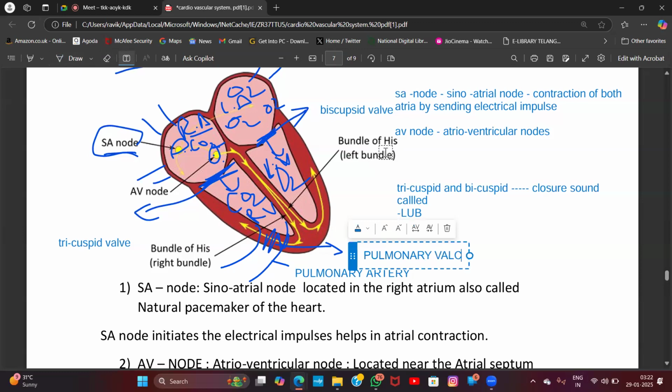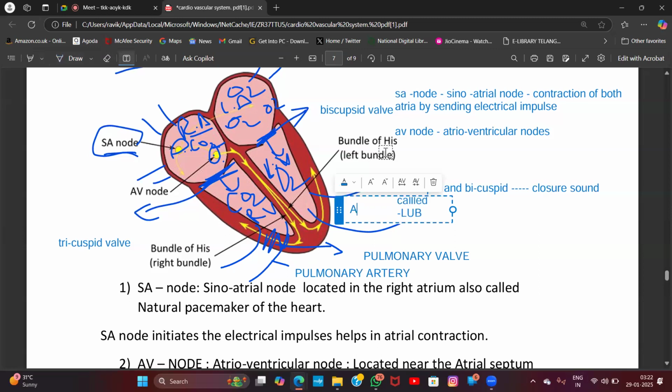Next, the oxygenated blood moves into the largest artery, which is called the aorta. From the left ventricle, the oxygenated blood moves into the aorta. There are muscles like Purkinje fibers and bundle branches present in the ventricular region, which help in the contraction of the ventricles.